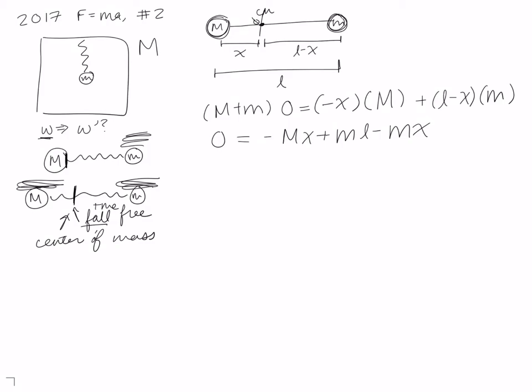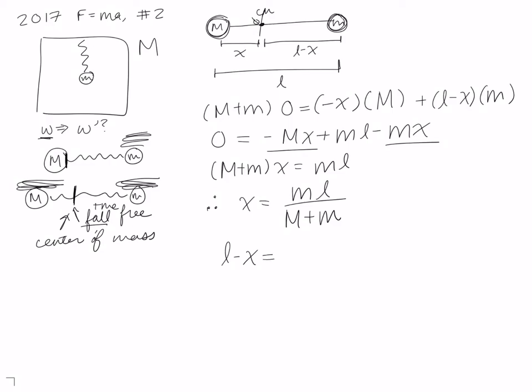And since we want to solve for what x might be, we can move both of these to the left side to get that large m plus small m times x is equal to m times L, and thus we find that x is just equal to m times L over large m plus small m.